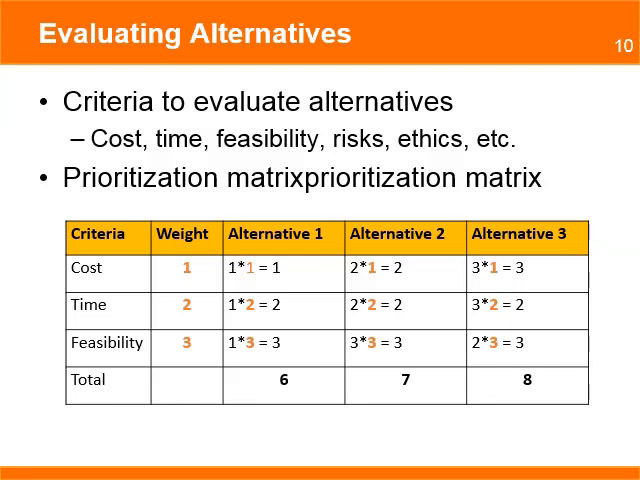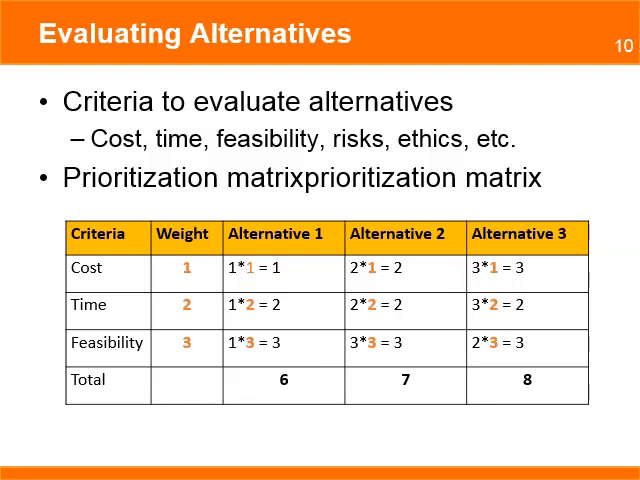Once there are good alternatives, the next step is to evaluate alternatives and select one for the final decision. One method is the use of variables to evaluate alternatives. It looks at each alternative to see how it meets the objectives set in the previous step. For example, to consider the variables of cost, time, feasibility, risk, ethics, and others.